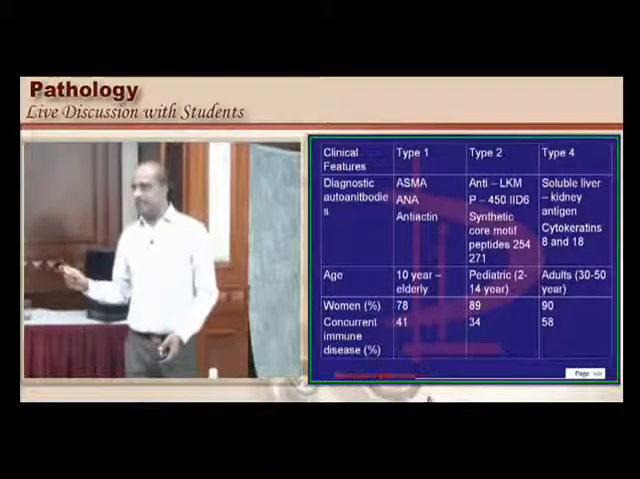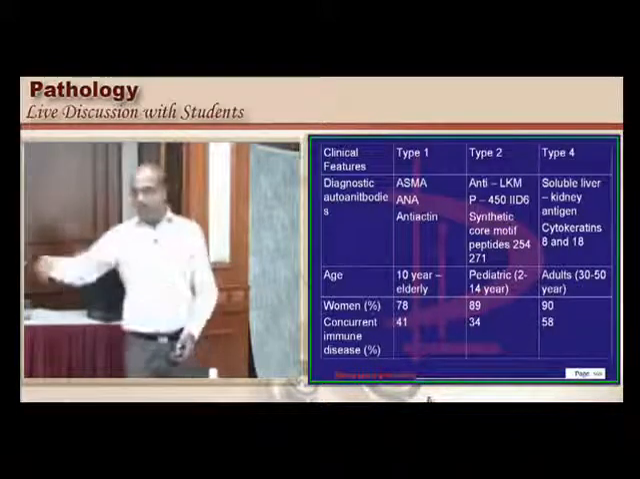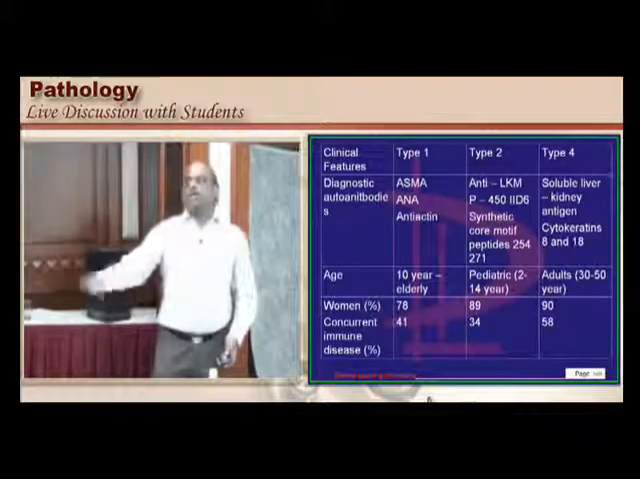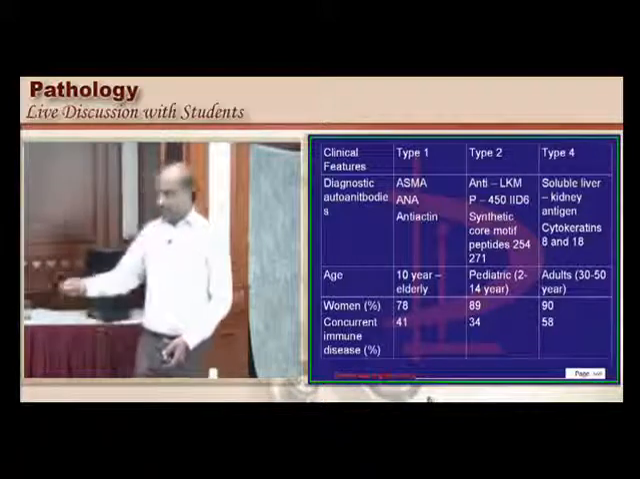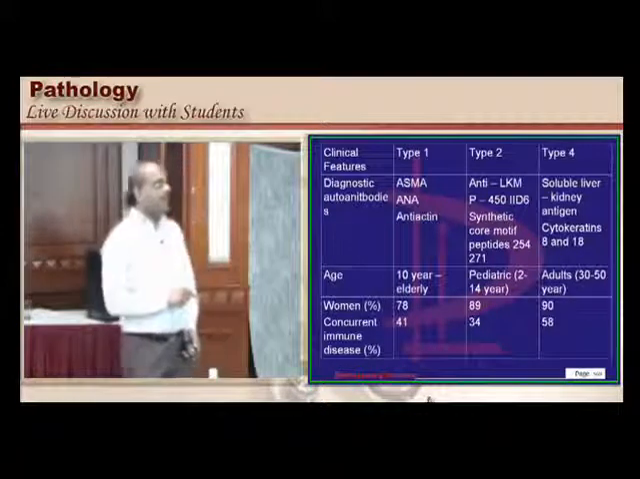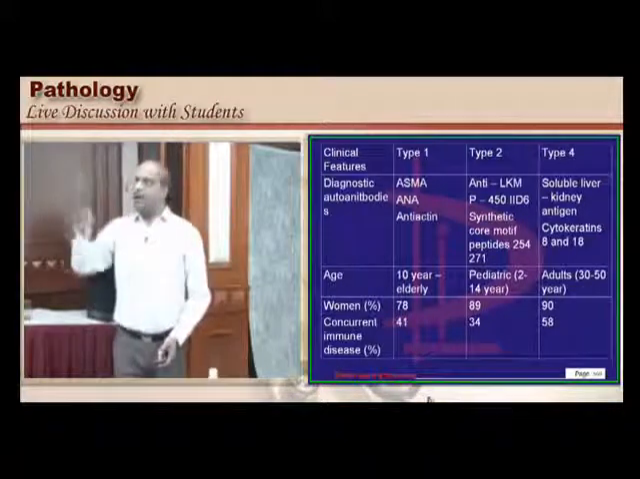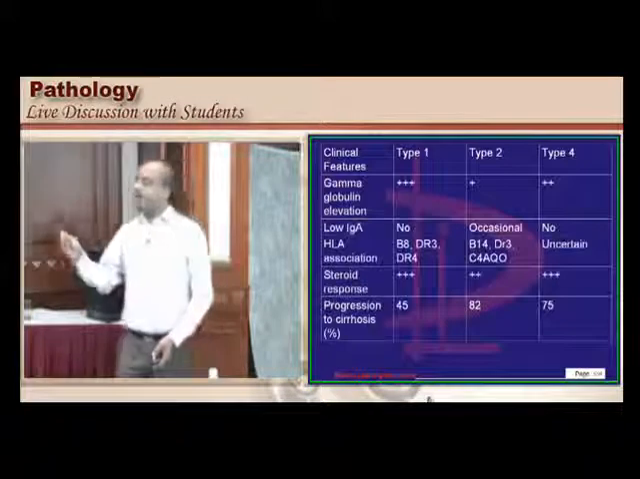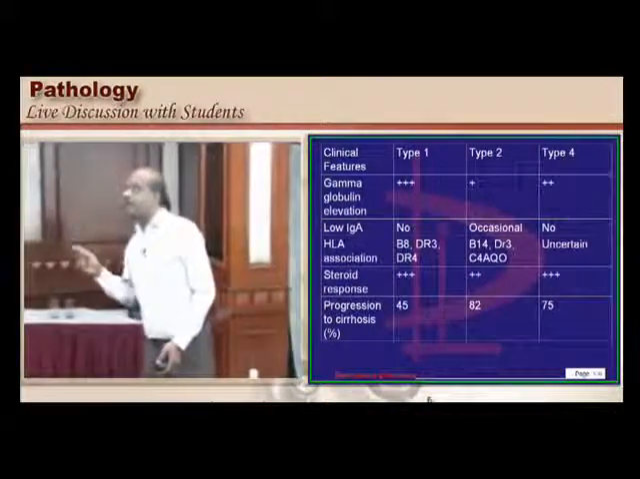mean females generally. If you take concurrent other autoimmune disorders, type 3 will have more concurrent autoimmune disorders, SLE, etc. will be there, type 3 may. Then if you look at the gamma globulin, it is markedly elevated in type 1 autoimmune hepatitis. Similarly, whether the immunoglobulin A levels are low or normal is another differentiator.